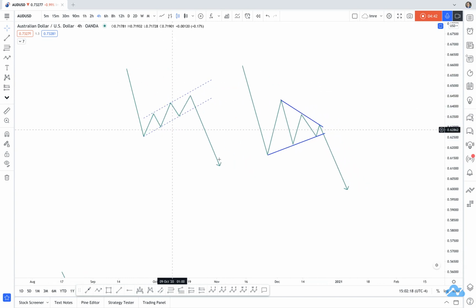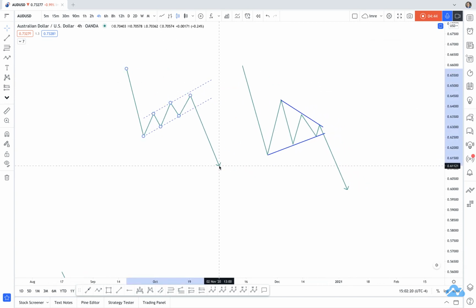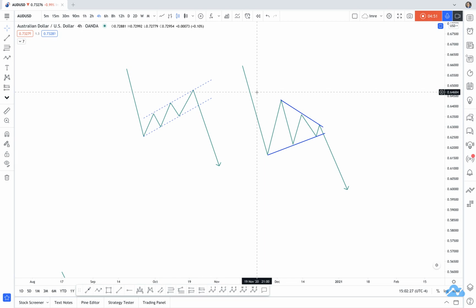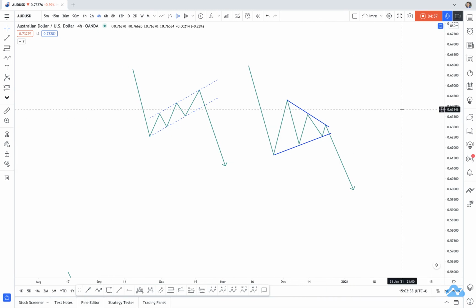So here we have an example of one is a sharper correction, which is this flag here. And then we have a more sideways correction, which is a triangle. Now, generally speaking, with one exception, all corrective price action can be contained within either parallel lines or converging trend lines. That is a key characteristic of 99% of corrective price action.